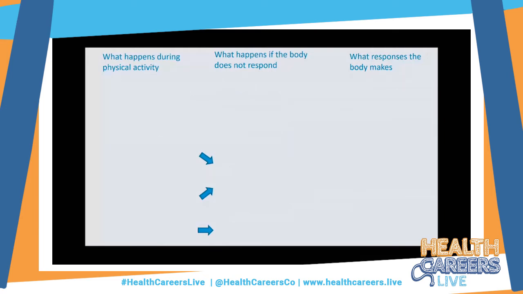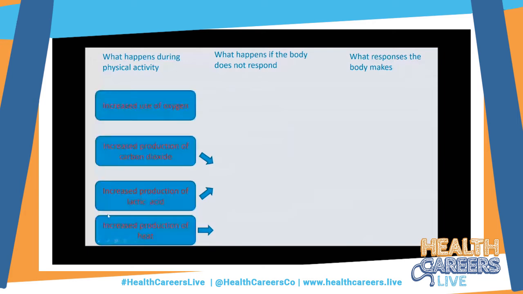But one particular thing that homeostasis has to really act upon is when you do physical activity. So for example, if you do physical activity, a particularly strenuous activity, you will get increased use of oxygen. You'll get increased production of carbon dioxide. There'll be increased production of lactic acid and an increased production of heat.